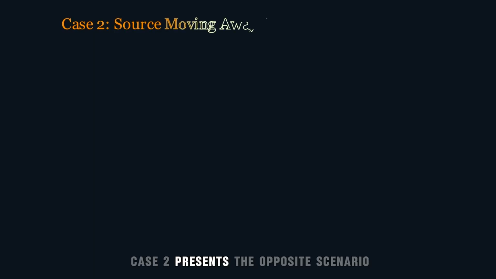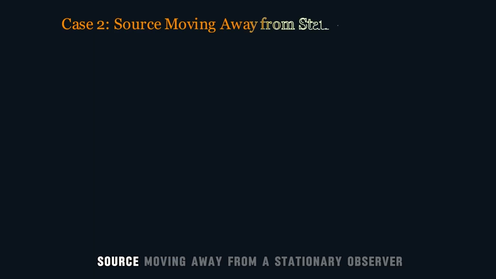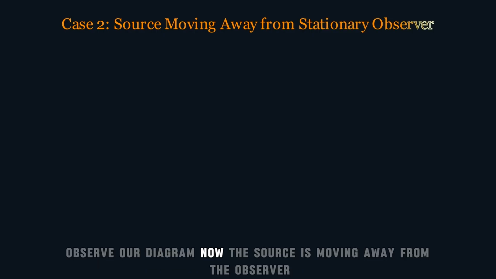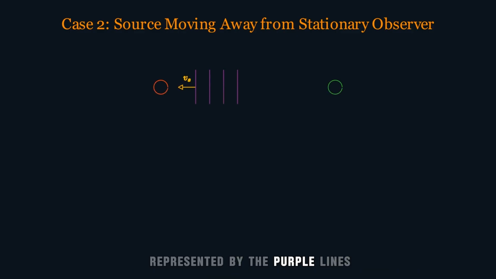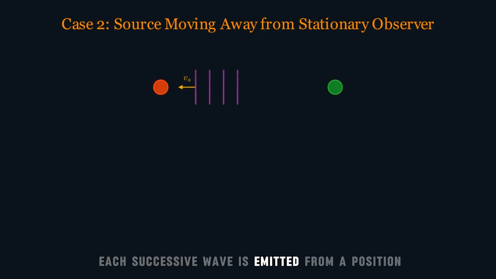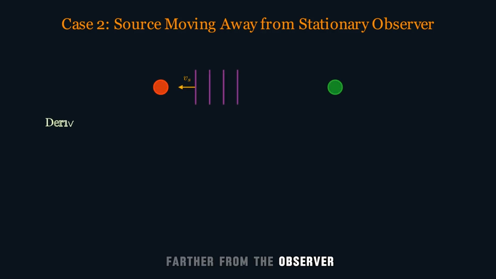Case 2 presents the opposite scenario, source moving away from a stationary observer. Observe our diagram now. The source is moving away from the observer, and notice how the wave fronts are more spread out, represented by the purple lines. When the source moves away, it's running away from its own waves. Each successive wave is emitted from a position farther from the observer, effectively stretching the wavelength.